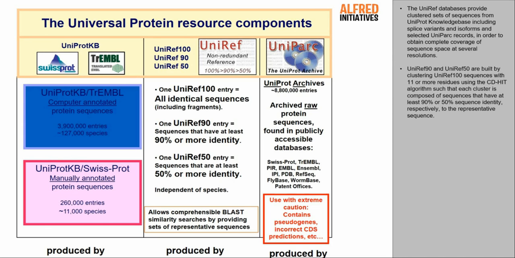UniRef90 and UniRef50 are built by clustering UniRef100 sequences with 11 or more residues using the CD-HIT algorithm, such that each cluster is composed of sequences that have at least 90% or 50% sequence identity, respectively, to the representative sequence. The UniProt Archive is a comprehensive repository reflecting the history of all protein sequences.